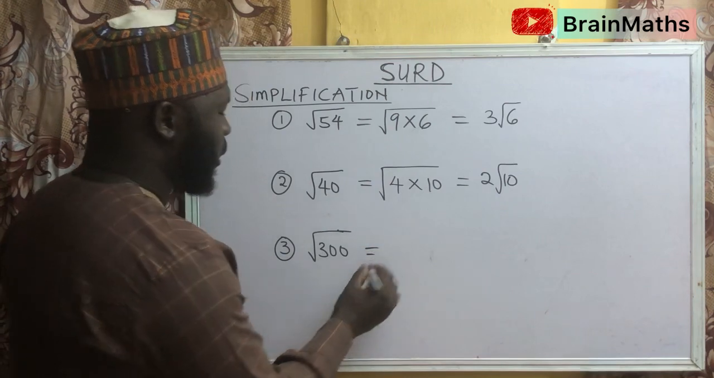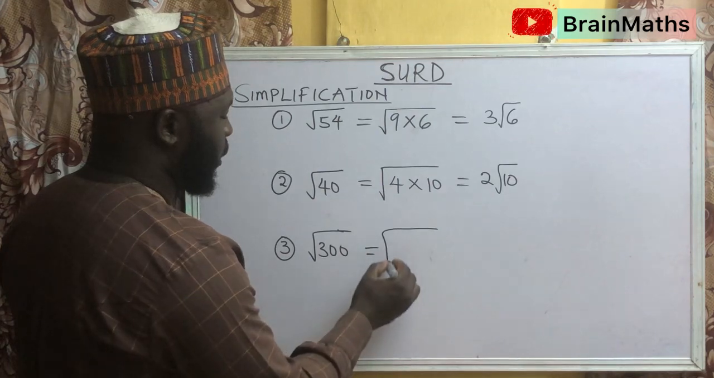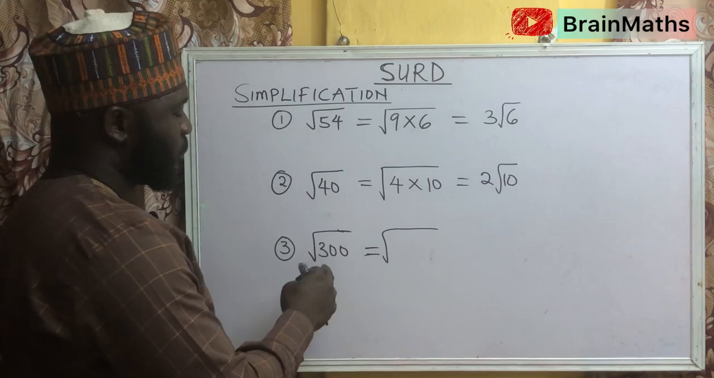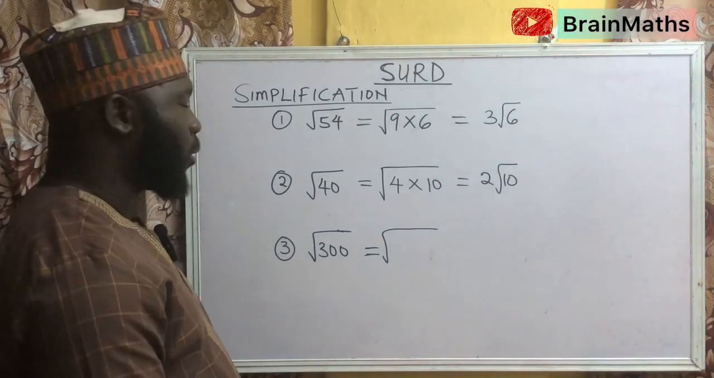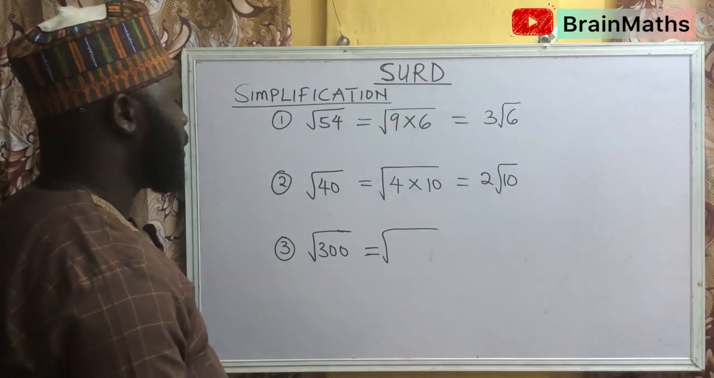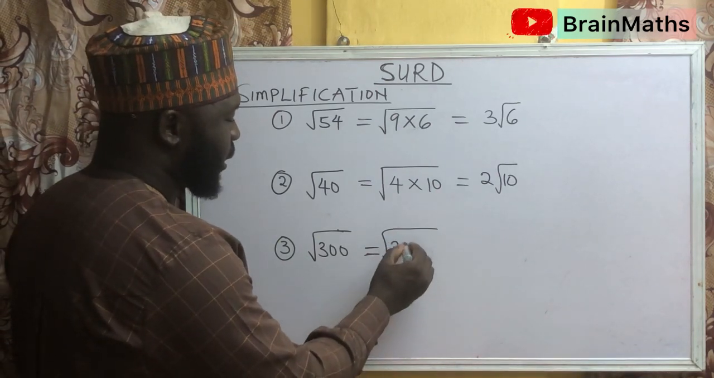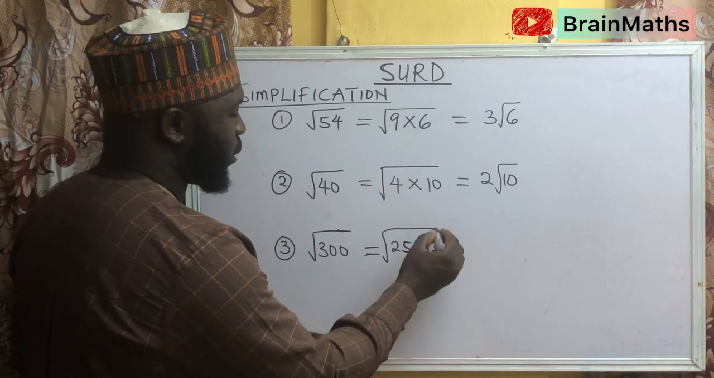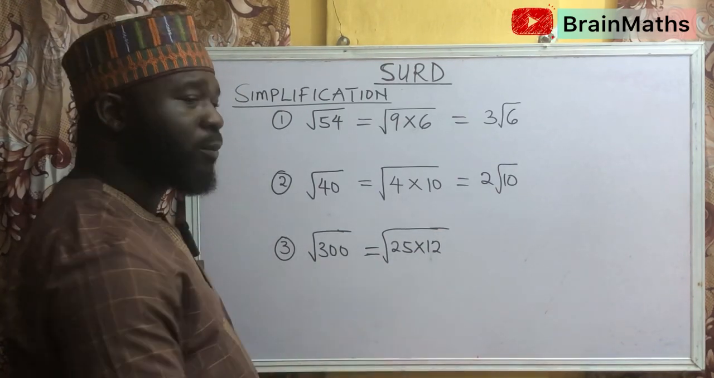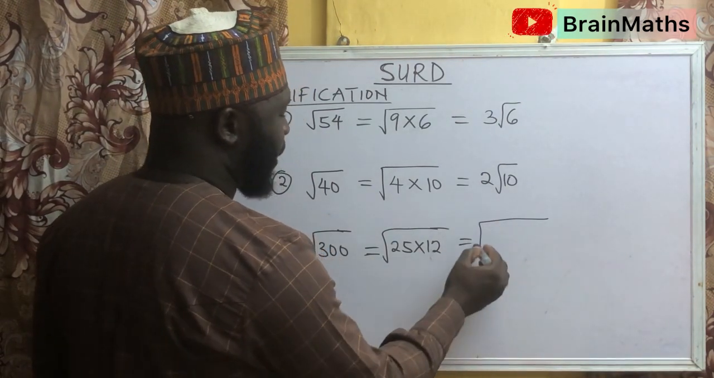Then the third one is the square root of 300. For this, we are going to think of two numbers again. We can say 25 times 12. You can also say 100 times 3. If we take 25 times 12, for instance, let's take 25 times 12 firstly. Now, if you look at this 12, you will see that we can still break 12 further into 4 times 3, which is another perfect square.